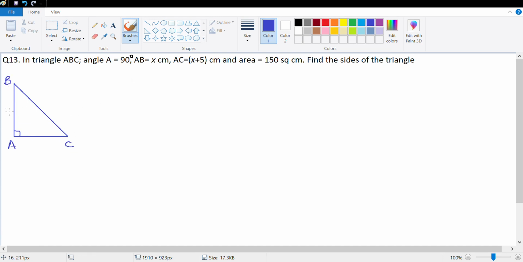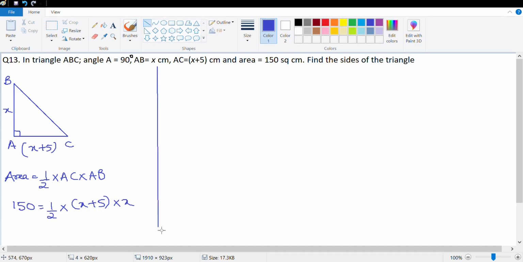So AB is equal to x. So this is x, AC is equal to x plus 5. This is x plus 5 and area is equal to 150 square centimeter. So area we know is equal to half into base into height, which means in this case area is given equal to 150, which is equal to half into AC. AC is x plus 5 and AB is x. Let's cross multiply. This will give us a quadratic. We will have to solve the quadratic.